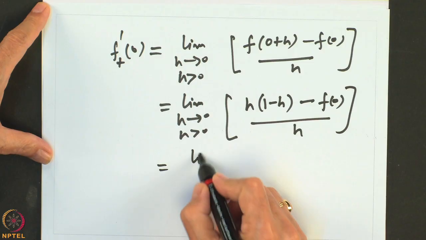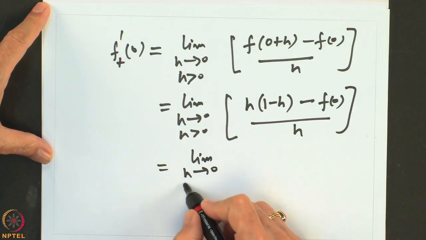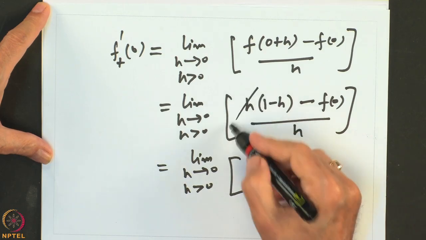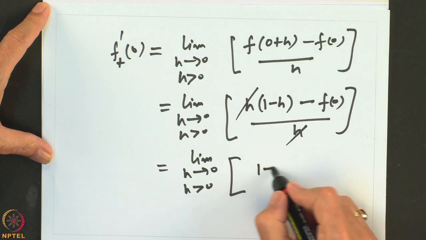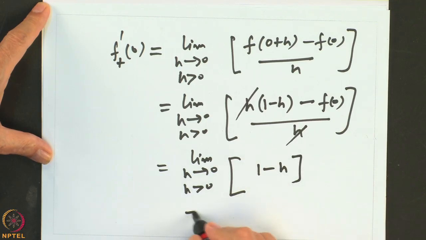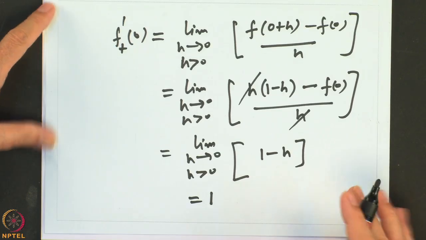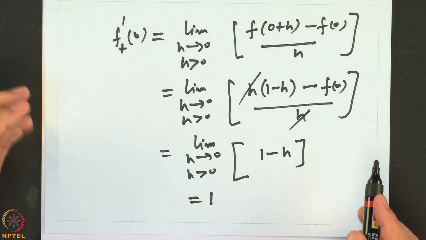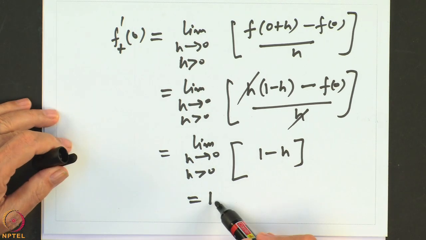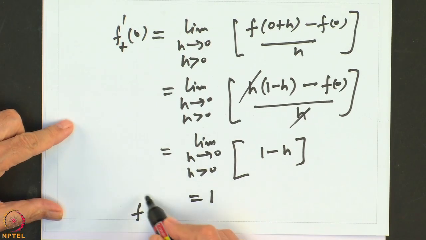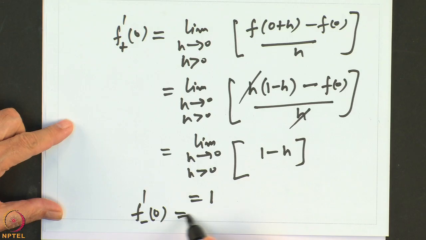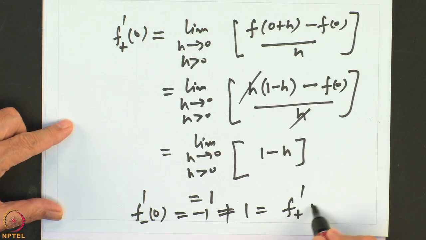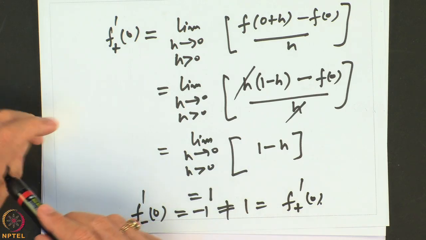So, that is equal to limit h going to 0, h bigger than 0, of this h cancels with this. So, this is just 1 minus h. So, that is equal to 1. So, we saw that the left hand derivative was equal to minus 1, the right hand derivative is 1. So, the left hand derivative f dash minus at 0, that is equal to minus 1, is not equal to 1, which is f dash plus at 0. So, this proves that the function is not differentiable at the point 0.